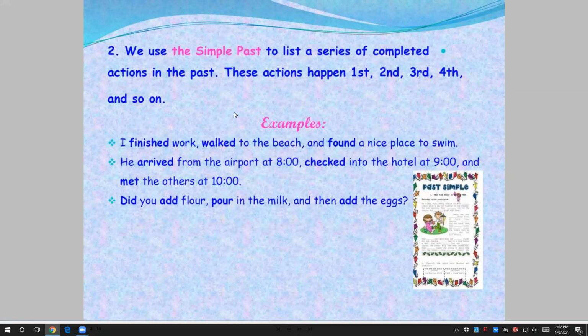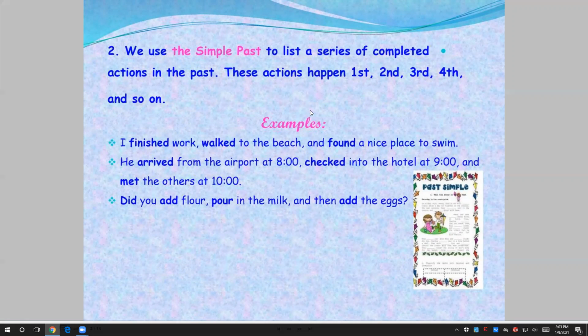Let's see the second use of simple past tense. Now we use the simple past to list a series of completed actions in the past. These actions happen like first, second, third, fourth, and so on. Like when you're telling a story, in your story, things happen in a sequence, okay? So you first tell what happened, and then what happened, and then what happened. So most of the time our stories are in past simple tense.